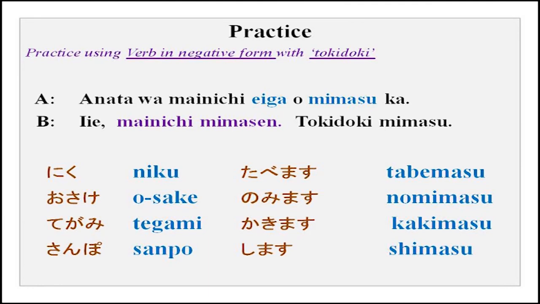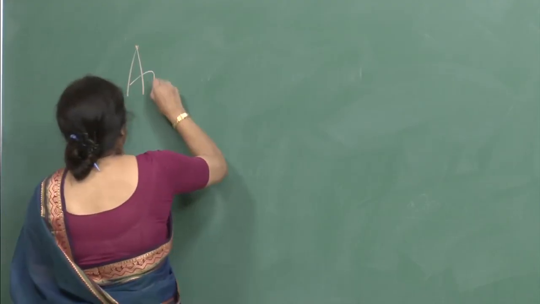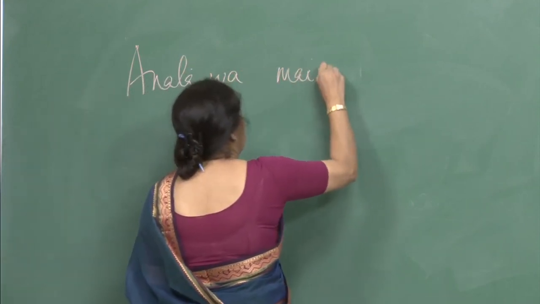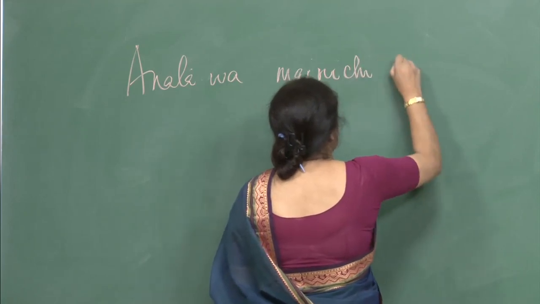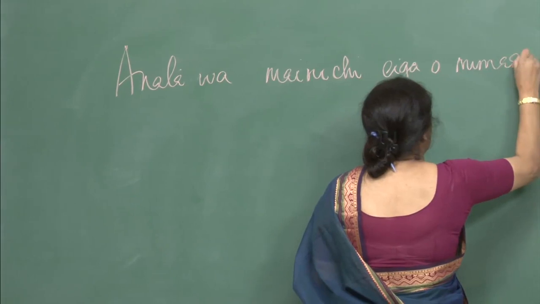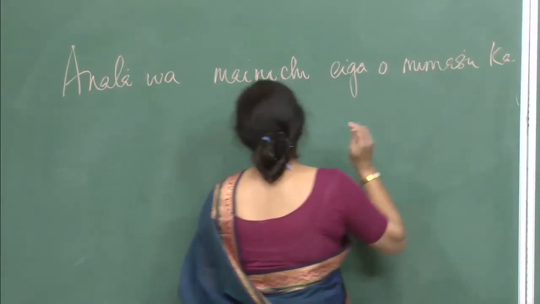Over here, we'll practice negative form of the verb with tokidoki. So, anata wa mainichi eiga o mimasu ka? Iie, mainichi mimasen, tokidoki mimasu. So, well, anata wa mainichi eiga o mimasu ka?